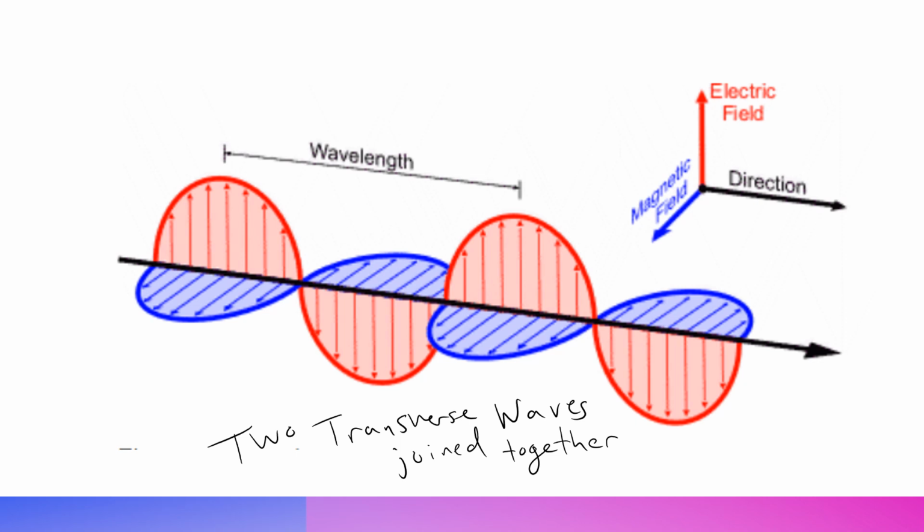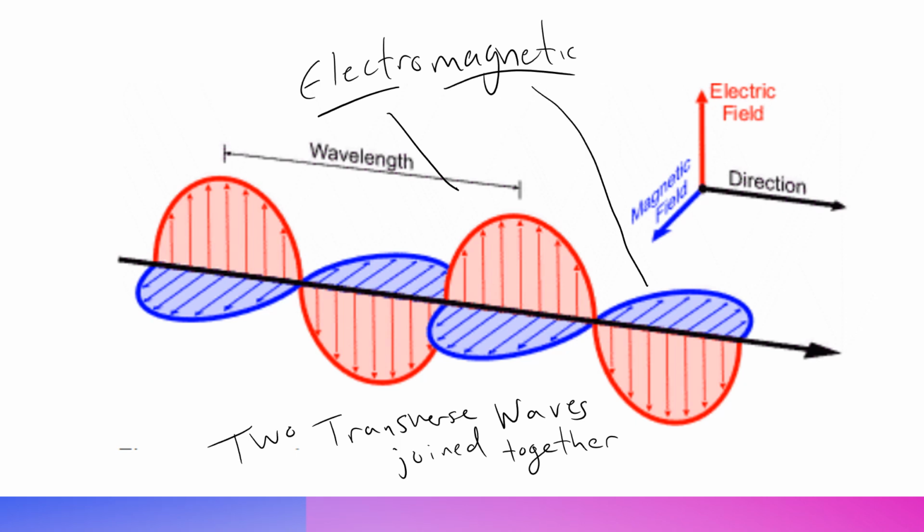But I just want you to know that when we say electromagnetic, it's like a compound word, right? If you look at it, electromagnetic. You have the electro part, the magnetic part, and it's really because there are two waves in one.